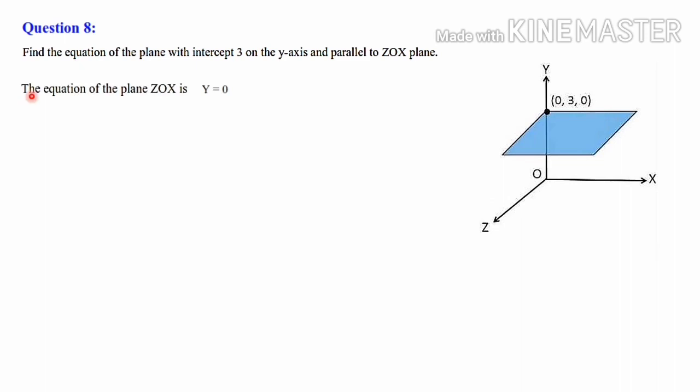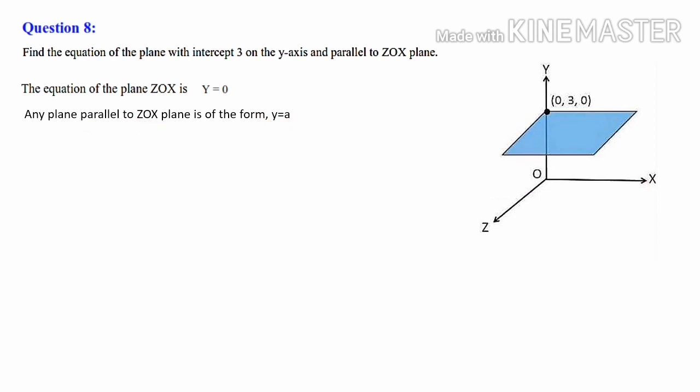The equation of the z-x plane is y equal to 0. The z-o-x plane is this one, and there is no y value here, so y is equal to 0 is the equation of the z-x plane. Next, any plane parallel to the z-x plane is of the form y is equal to a. Parallel to the z-x plane means y is equal to a constant. So that is the general equation of a plane parallel to the z-x plane.